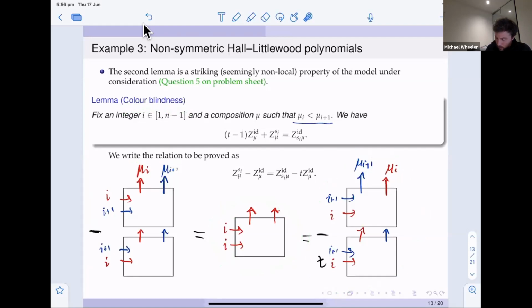So using this lemma here in conjunction with the previous lemma, we end up proving the recursion relation for the non-symmetric Hall-Littlewood polynomials. Okay, so that's the end of that example. So if there are any questions, please ask them now.